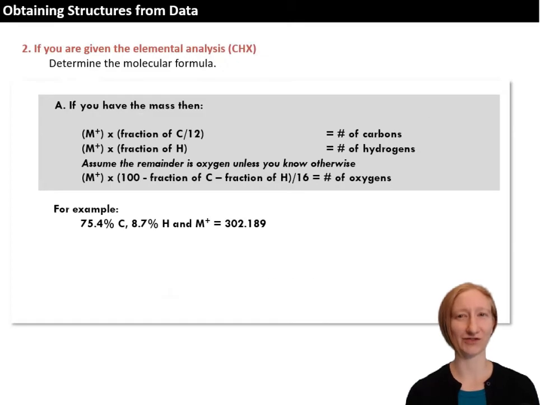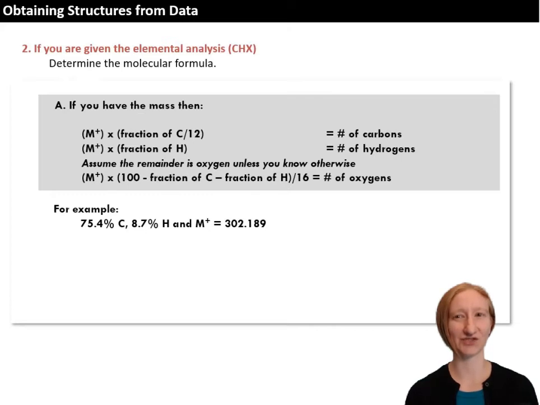Sometimes you won't be given a structure or a formula, but instead you'll be given the elemental analysis data, or the percent composition of carbon, hydrogen, and nitrogen. In these cases, you'll need to determine the formula, and there are 2 ways that we'll do this. First is the case in which you've been given the mass or the molecular weight of the molecule.